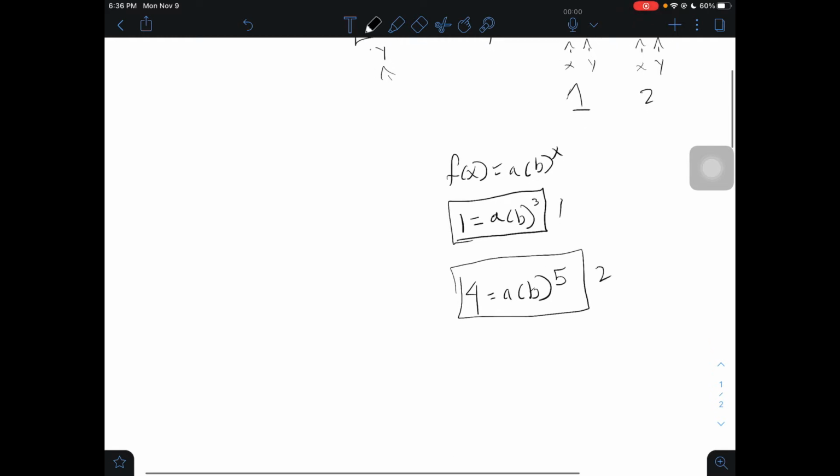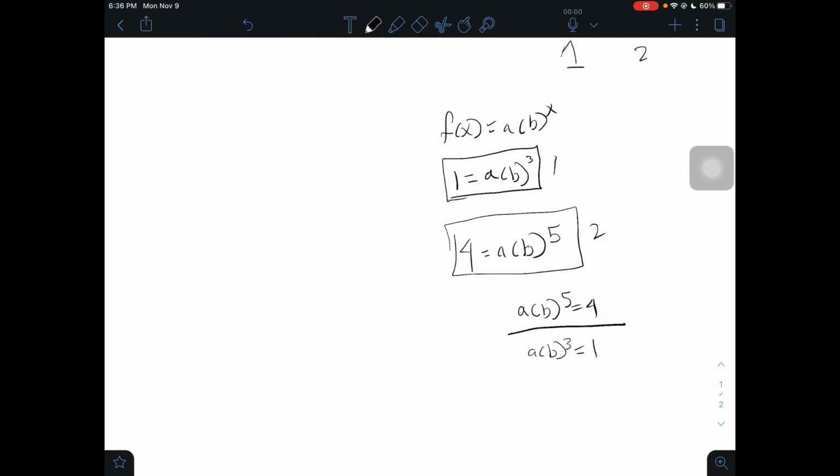So I like to put the greater number on top. We're basically doing division. So we have a parentheses b to the power of 5 equals 4. So we're just putting equation 2 on top because it's greater in this scenario. And then on the bottom, we have a parentheses b to the power of 3 equals 1. So now we can see that both a's aren't raised to any exponents, so they can just eliminate each other.